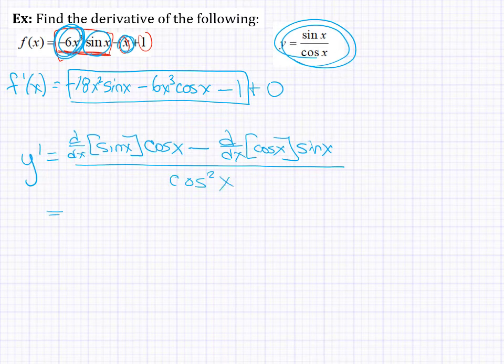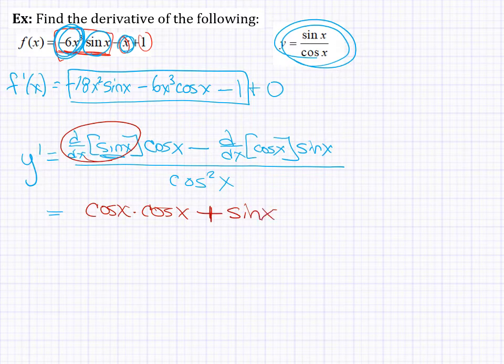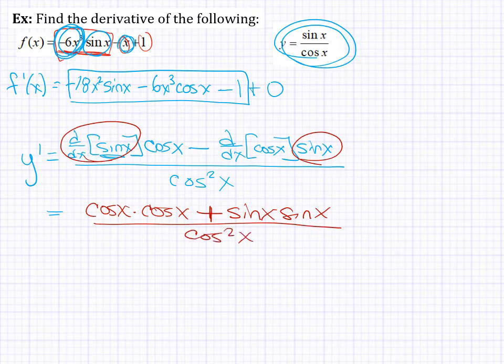So what happens here? Well, derivative of sine is cosine, so this piece right here would be cosine x, then times this other cosine x that's sitting right there, minus the derivative of cosine would be negative sine, so actually this becomes plus sine x times this other sine x, all over cosine squared. Okay, well, we can simplify this. The derivative is done at this point. This is the derivative, but we should simplify our answers as much as possible.